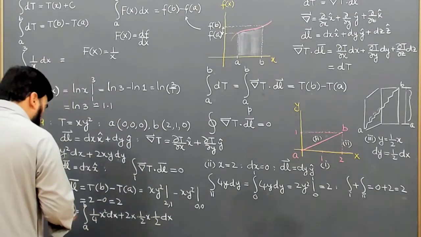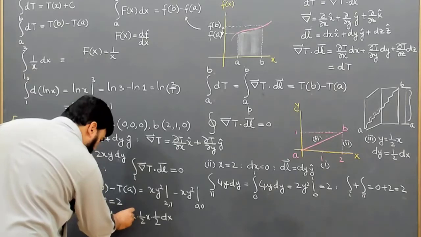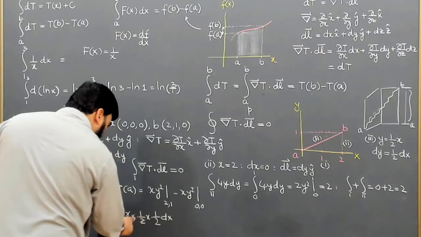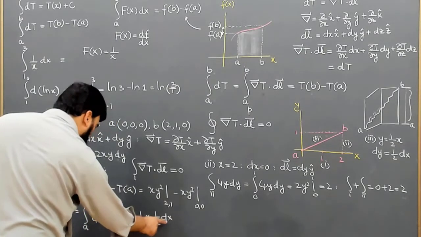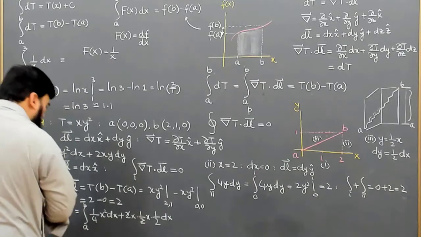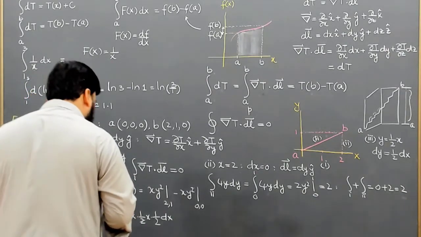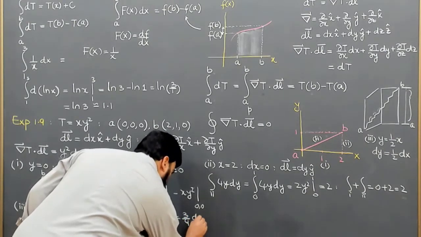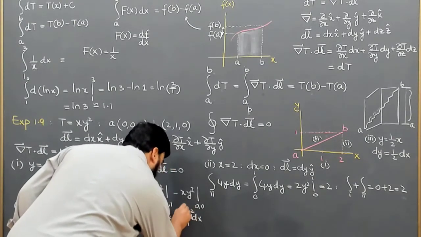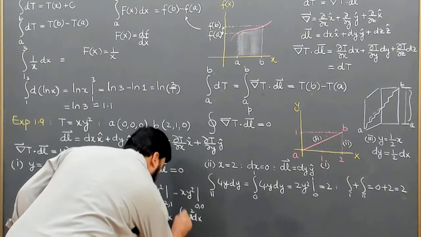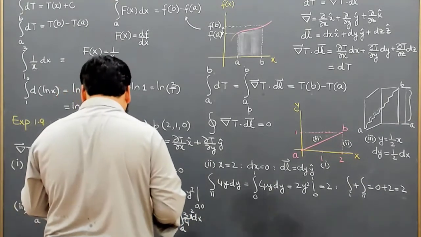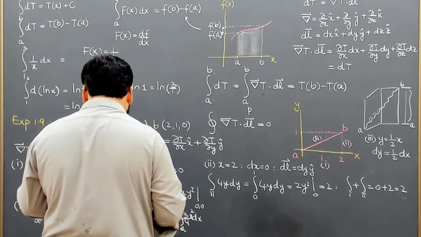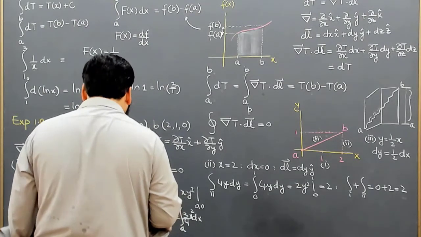And I know that it can be simplified. The 2 is gone with 2 here. And here it is x squared by 2 dx. Here x squared by 4 dx. And this can be simplified to 3 over 4 and x squared dx, integral from point A to point B here. And now I can calculate the value of the integral.